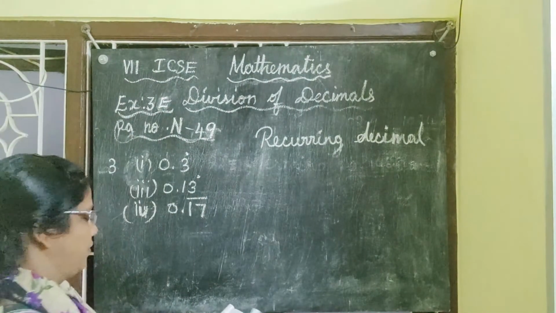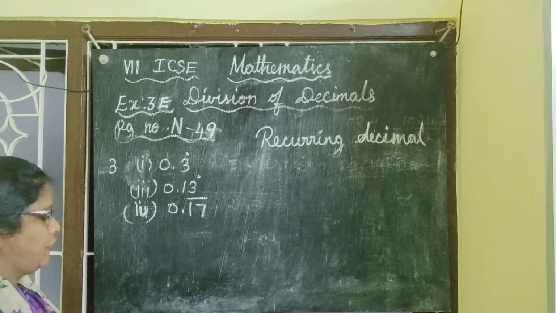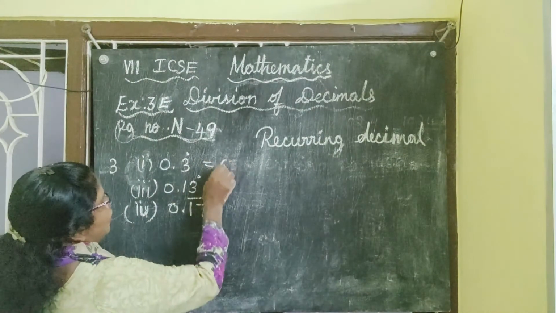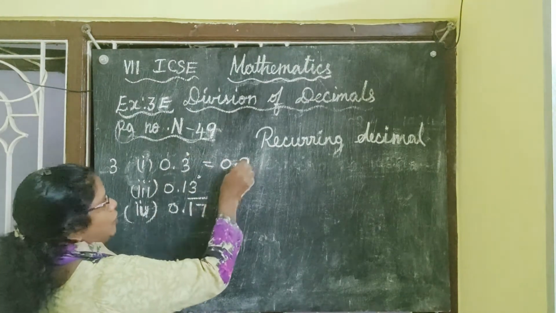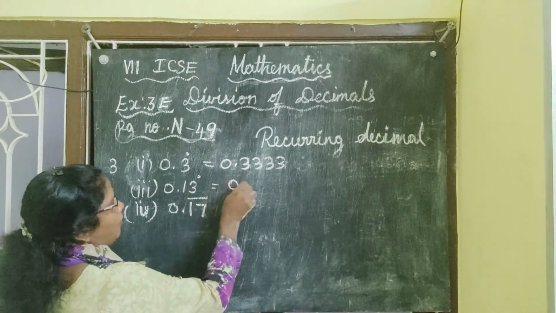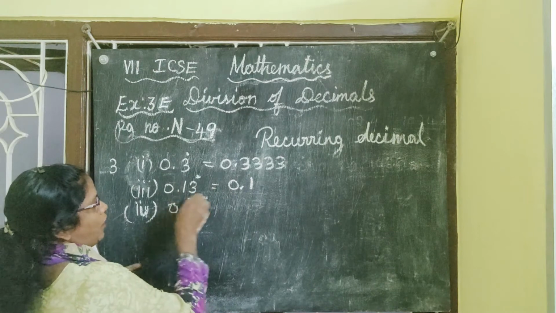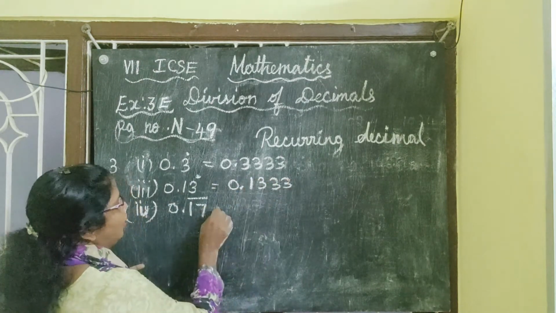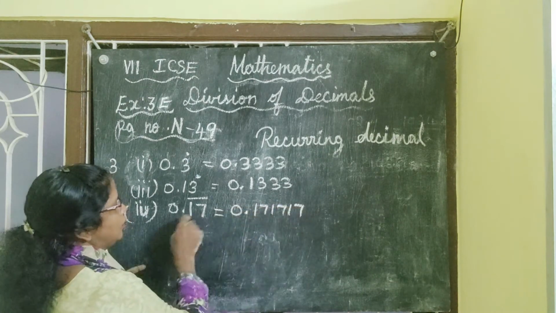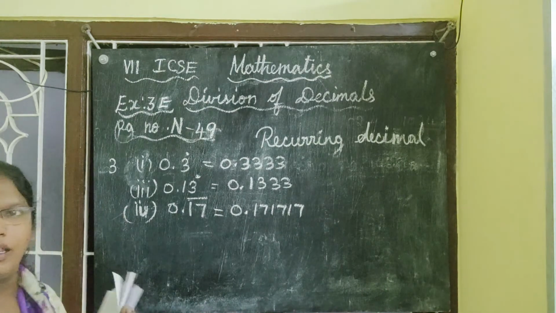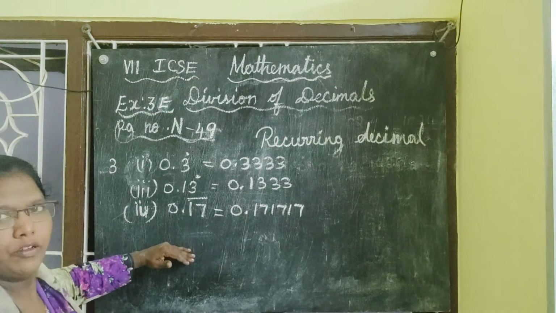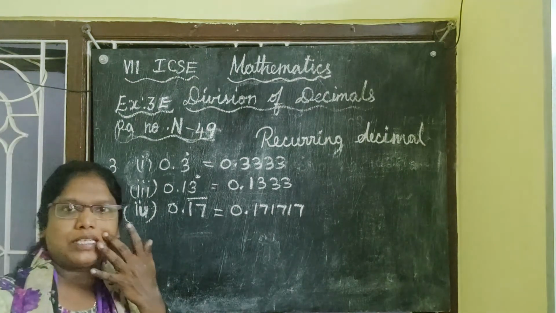Okay, the last one. Third one: express the following recurring decimals as fractions. These are recurring decimals. How can we write this one? 0.3 with a dot on top, so it means 3 keeps on going. The second one, 0.1, here only 3 is repeated, not 1. For the third, 0.171717, both numbers are repeated again and again. So we have some steps to solve and find the answer. I am doing only the third one here. When you see the PDF, you will understand this.